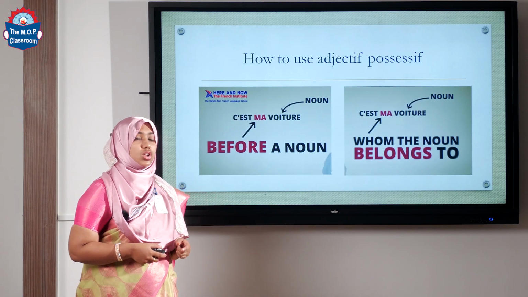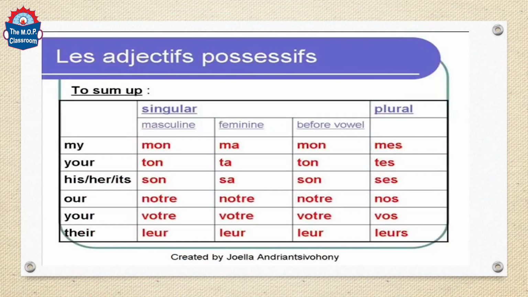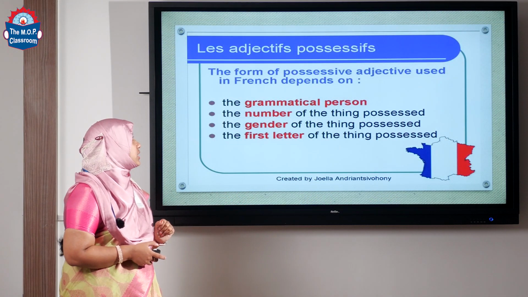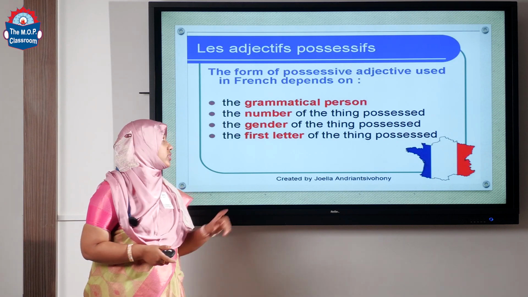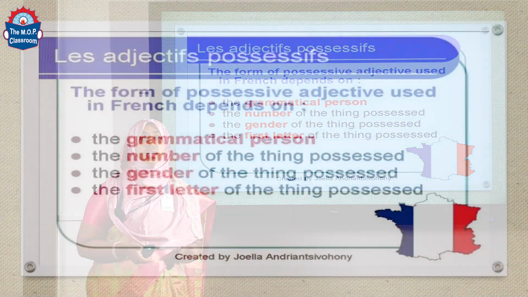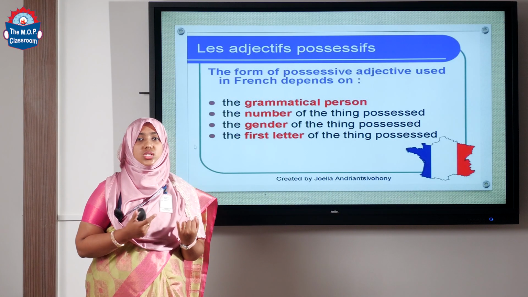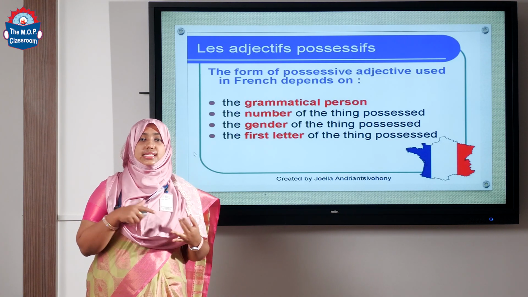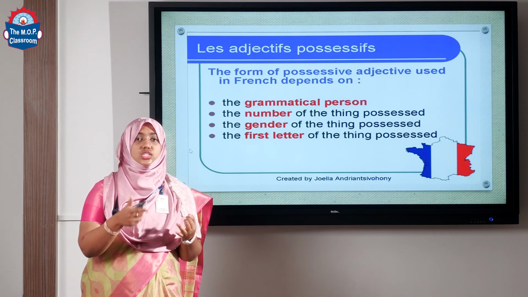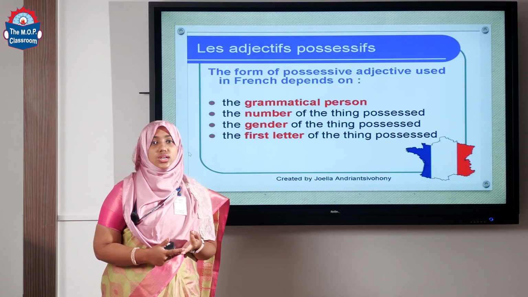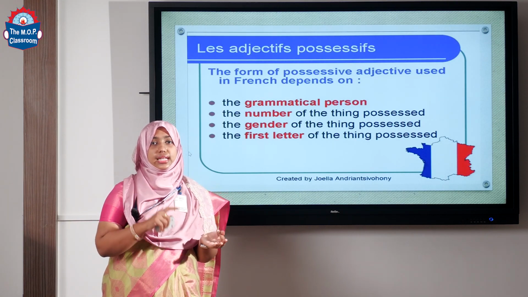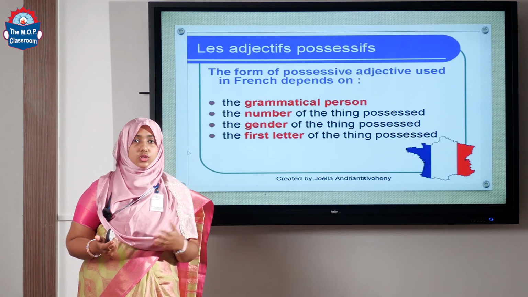Now, let us see the tabular column of adjective possessive. This is the tabular column of adjective possessive. Now, the general rules of adjective possessive are as follows. The form of adjective possessive used in French depends on the grammatical person. Now, what is the grammatical person? Grammatical person is nothing but the pronom sujet: first person singular je, which is I, second person singular tu, which is you, third person singular il or elle, he or she, and it follows for the plural also.